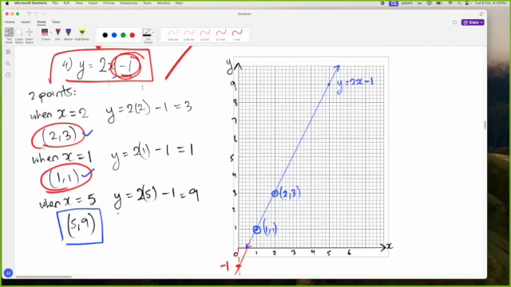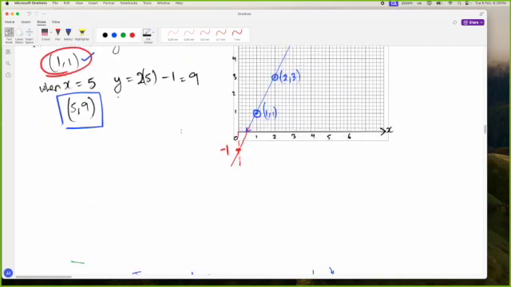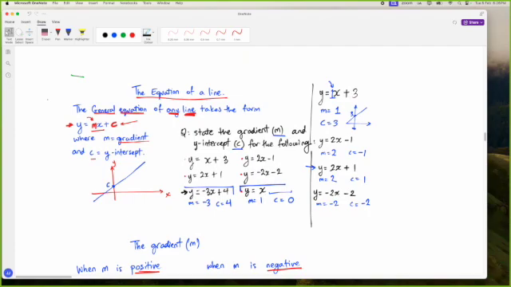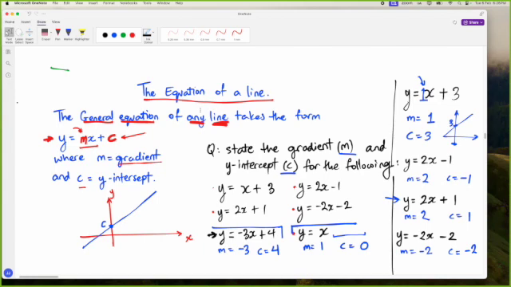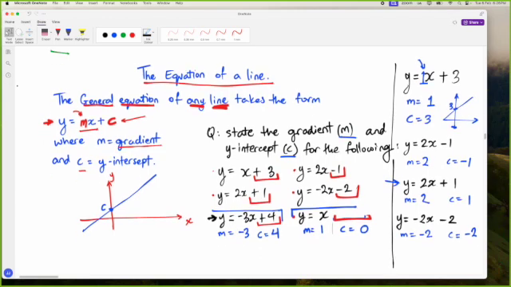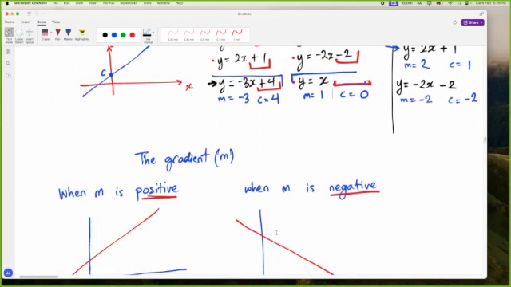Usually when you're drawing a line, you do want to see where it cuts the y-axis. So we were talking about c, which is where it cuts the y-axis. You could just look at the equation now and tell where that line is going to cut the y-axis. So now you could almost look at the equation and draw the line. Let's talk about m a little bit.